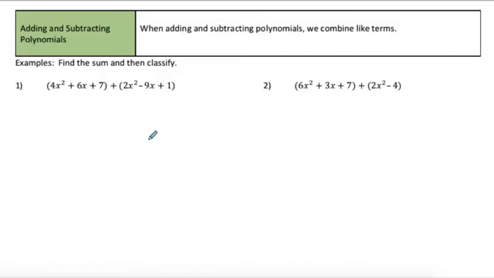Our first operation that we're going to look at, and so in this unit we're going to do adding, subtracting, multiplying, dividing. Today we're going to look at adding and subtracting. So this is a review of combining like terms. So find the sum and then classify.